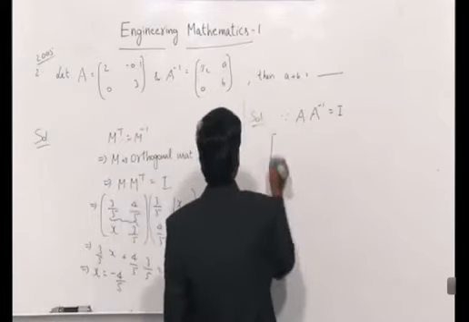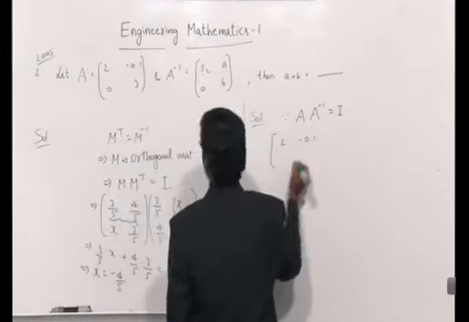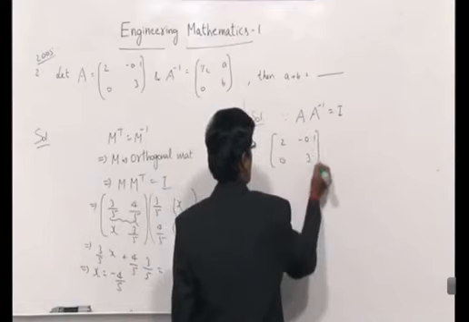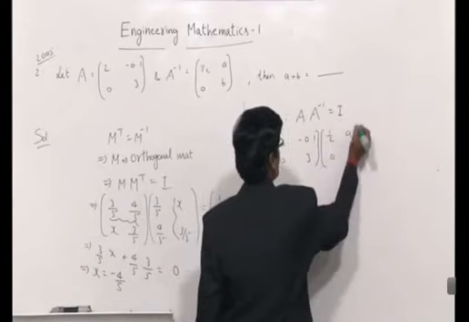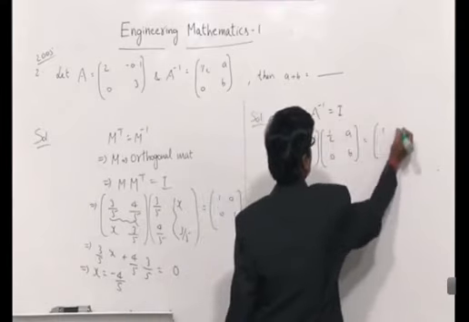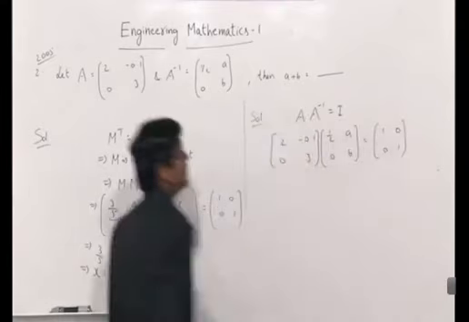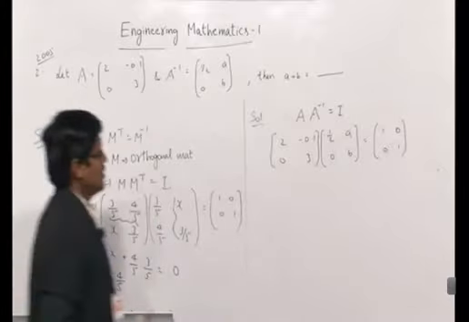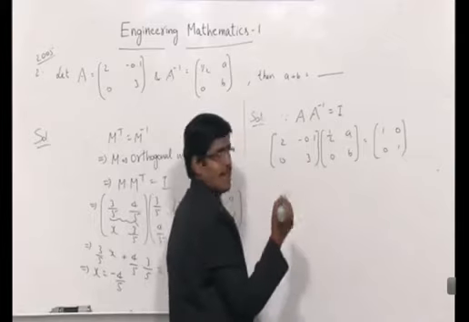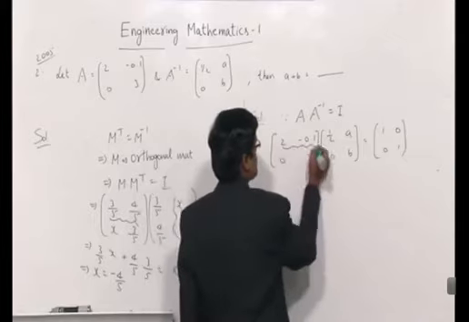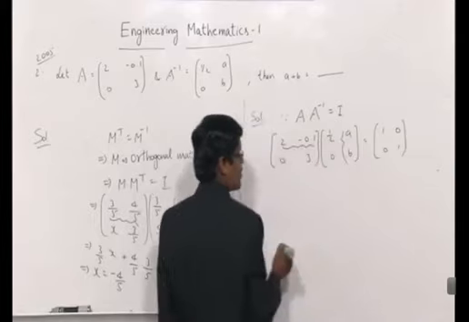That means [2, -0.1; 0, 3] multiplied by 1 by 2 [a, 0; 0, b]. What is the corresponding 2 by 2 identity matrix? [1 0; 0 1]. Now here first row first column I am not multiplying, because we are not getting anything about a and b. So I want to go for the first row multiplied with the second column.